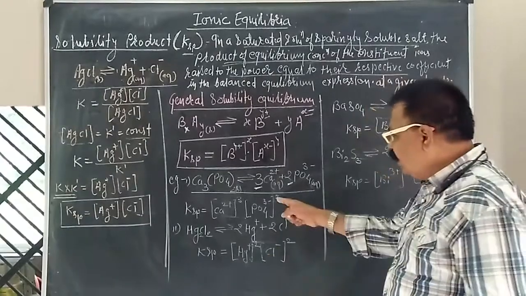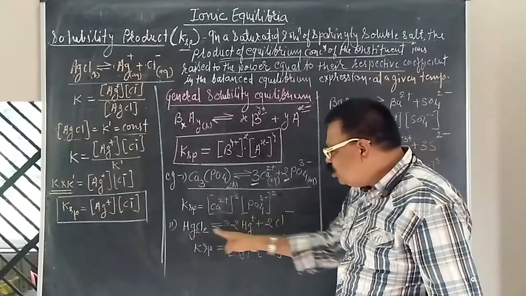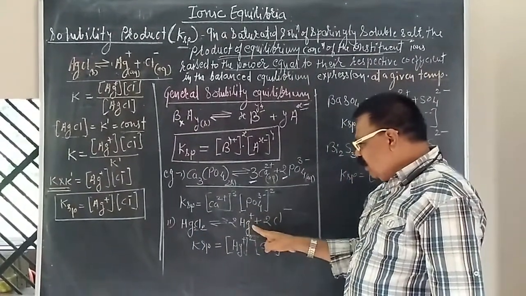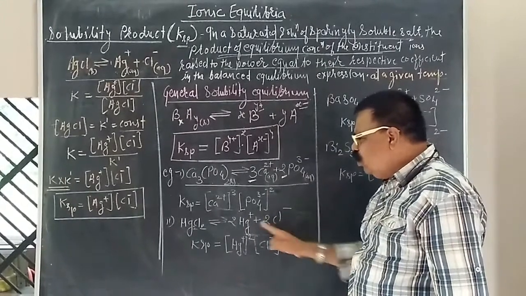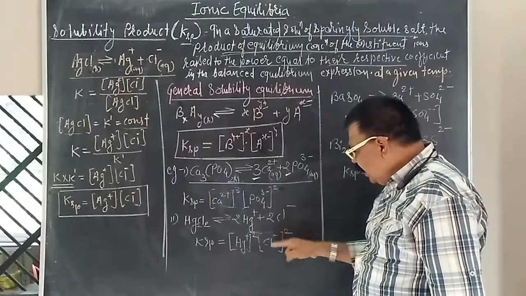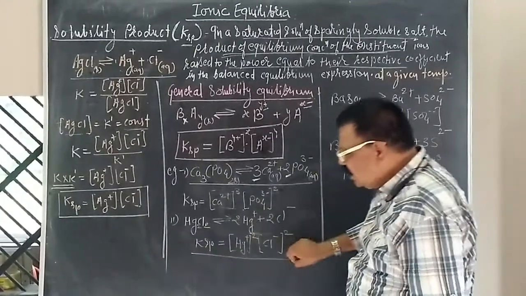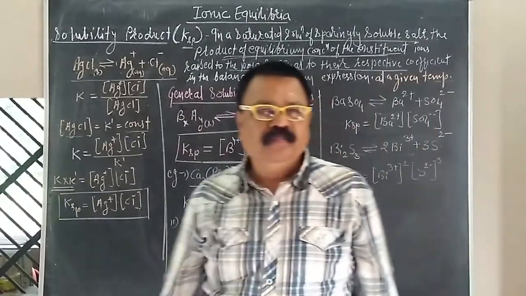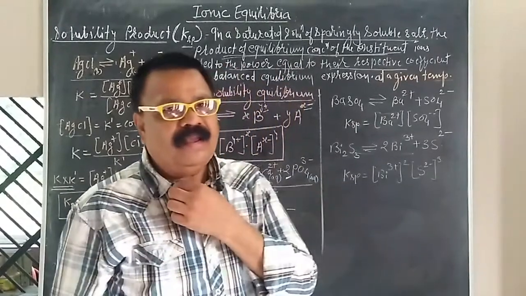In a very similar manner, we take another one, that is Hg2Cl2, so that we are getting twice Hg positive and twice Cl negative, and Hg positive raised to the power 2 into Cl negative raised to the power 2. ये हो गया इसका solubility product. क्लियर है, समझ में आ रही है?